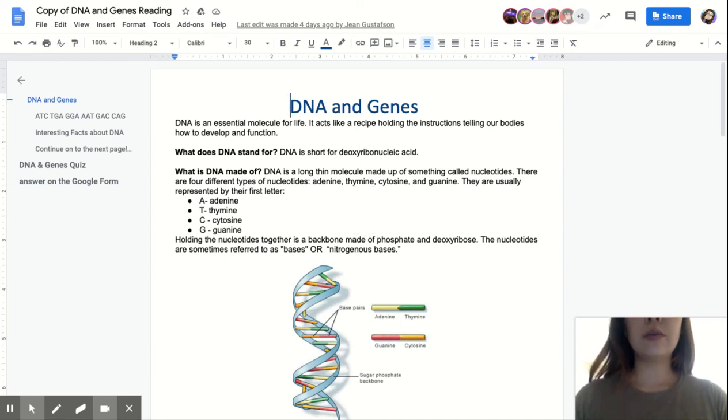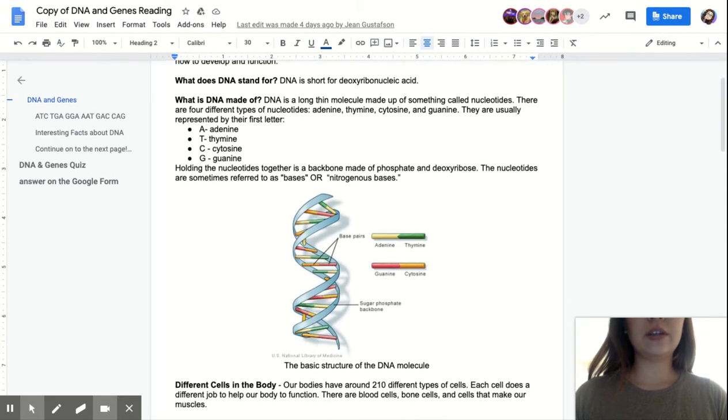This is the read aloud for the DNA and genes worksheet. So we're going to go ahead and start here. DNA is an essential molecule for life. It acts like a recipe holding the instructions telling our bodies how to develop and function.